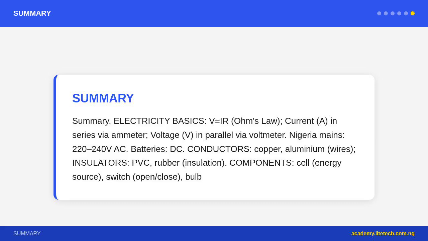For homework: A, state the color code for live, neutral, and earth wires. B, calculate R when V equals 9V, I equals 0.3A. C, name 5 electrical components and state one function for each. Attempt a quiz on your LMS.